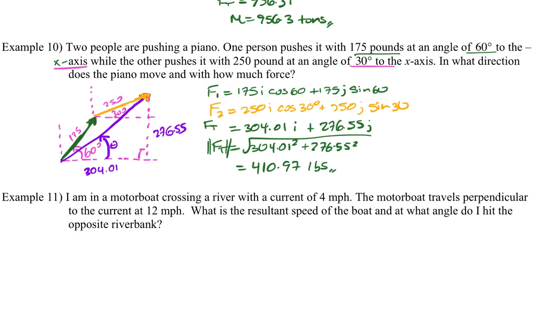So that means that theta here is the inverse of tangent of 276.55 divided by 304.01. And I find that on the calculator. So the inverse tangent of 276.55 divided by 304.01, and that's going to give you 42.29 degrees.